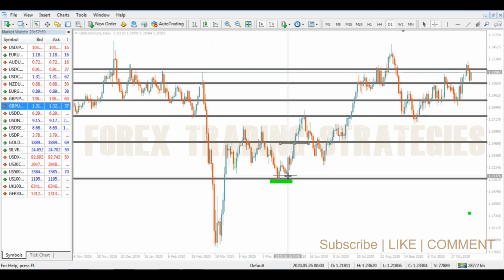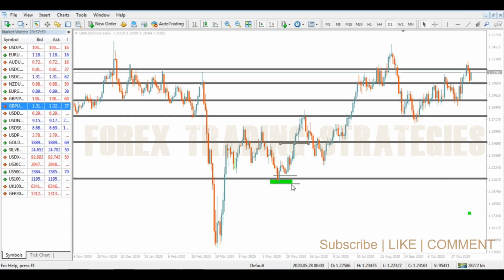How many pips from here to there? That's 334 pips. That's my target. Where do I place my stop loss? Usually below the last high. The last high there. And sometimes I do not place stop losses on the chart.